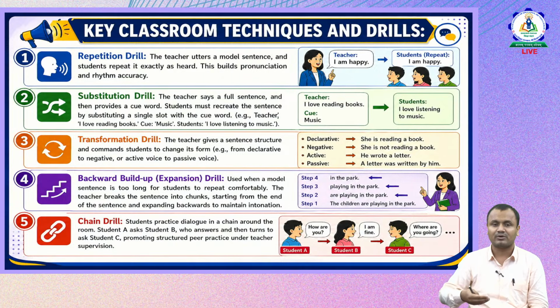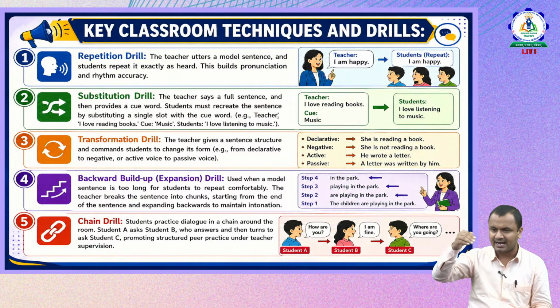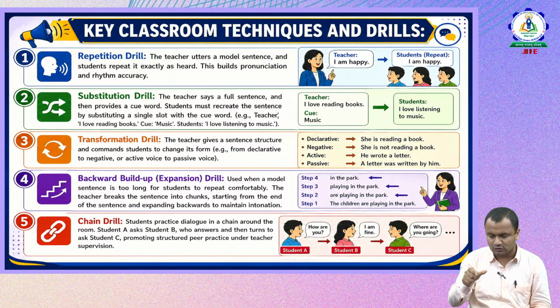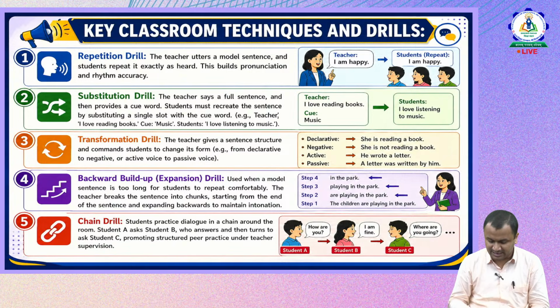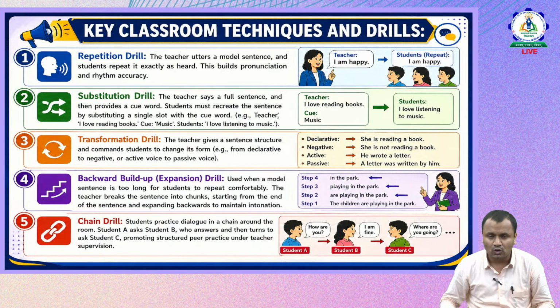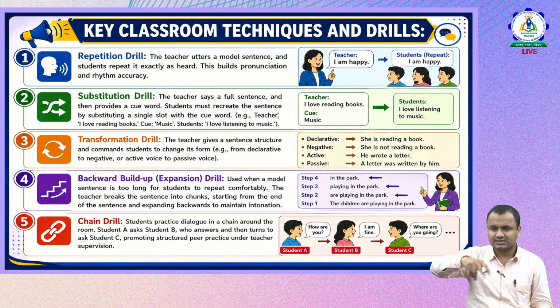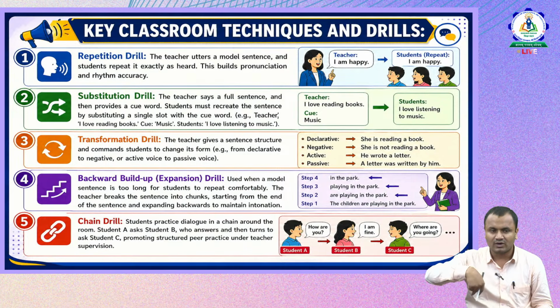Then backward build-up or expansion drill. We start from the end, and progressively, starting from the end, we ask the student to expand it. It's an expansion drill or backward build-up drill. And then chain drill. In a chain drill, the teacher will speak one sentence and ask a student to repeat it, and then ask another student to ask the same question, and the class will work in a chain.